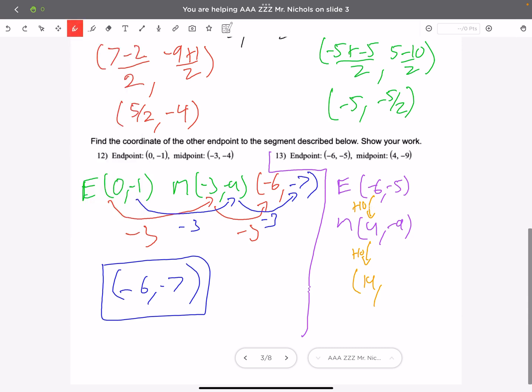And then from -5 to -9, I subtract 4. So I need to subtract 4 more from -9, and I get -13. And this is my answer right here.